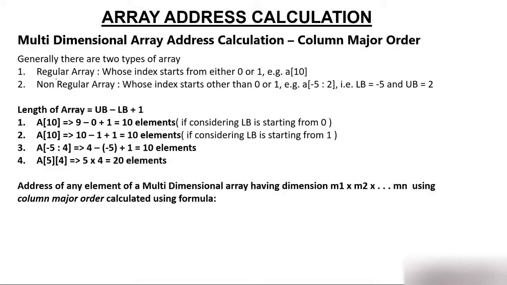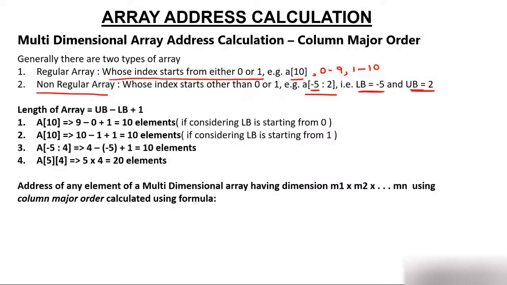We have 2 types of array. Regular array: what are regular arrays? Those whose index starts from 0 or 1. Suppose A[10]. A[10] either starts from 0 to 9 or you can start from 1 to 10. So these are regular arrays. What is a non-regular array? One whose index starts from other than 0 or 1. That is, if this is the array, then in this case it starts from -5, that is the lower bound is -5 and the upper bound is 2. So this is regular and non-regular array.